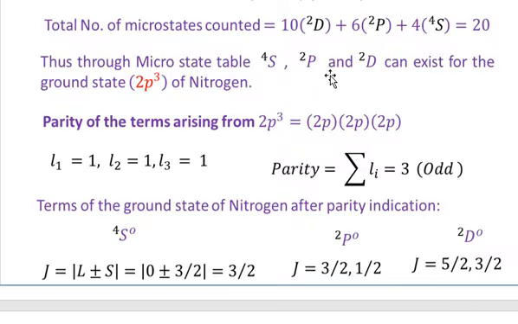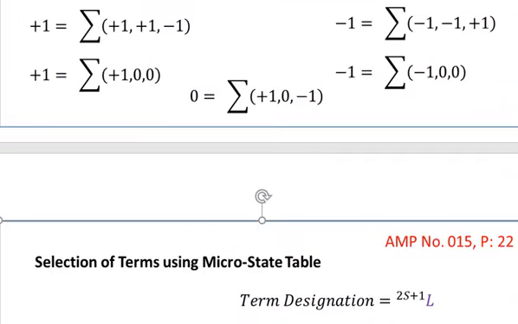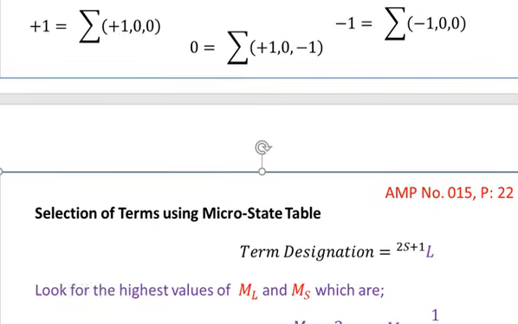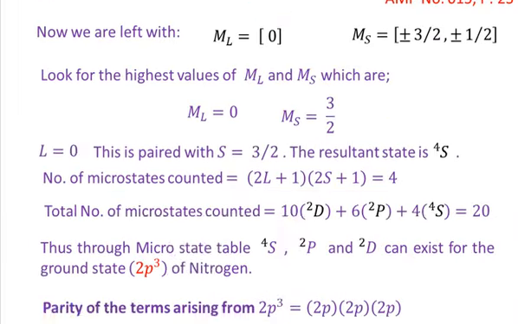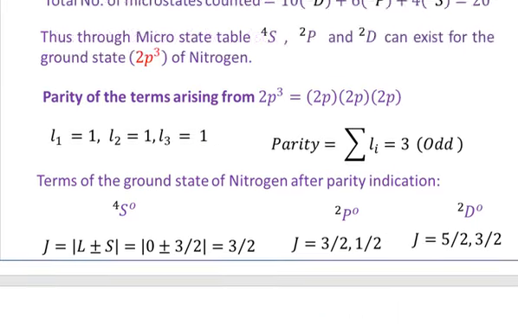So you see that these three are the same states that we have also found using the symmetry arguments. But now we have found them through the table, which we call the microstate table. So the microstate table approach is more powerful. The other technique is also useful.